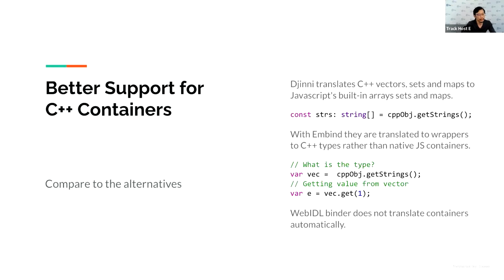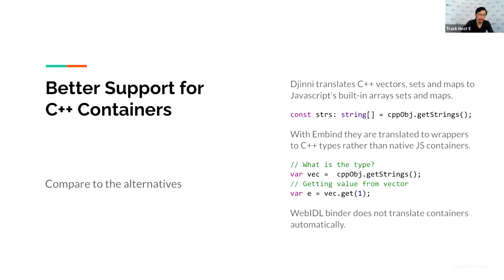We also have better support for C++ containers. Genie translates C++ vectors, sets, and maps to JavaScript's built-in arrays, sets, and maps. In the example, you can see that we call a Genie interface and get strings. We get a list of strings. That is very natural. With Embind, they get translated into an object that wraps a C++ vector, so it's less easy to use. As you can see, you call this function and get a wrapper of a C++ std::vector instead of a JavaScript array, so you will have to call some methods to retrieve elements one by one.